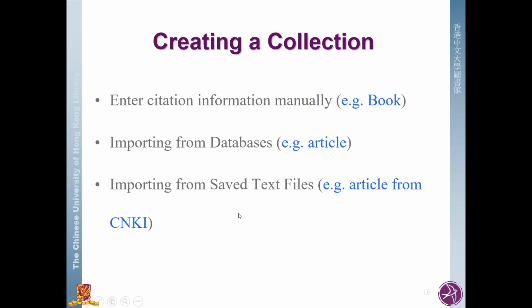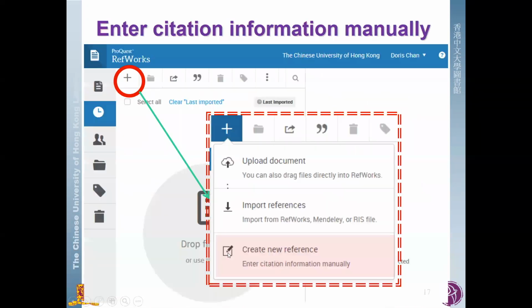Then I need to show you how you can put things into your RefWorks account. Okay, there are a number of ways for you to create a collection or create citation information in your account. First is to enter the citation information manually. Second way is to import it from databases. And then you can also import it from saved files. Okay, so we're going to walk you through one by one. So first, I want to show you how you can enter citation information manually. Look to the left under the RefWorks word, you will see the plus button here.